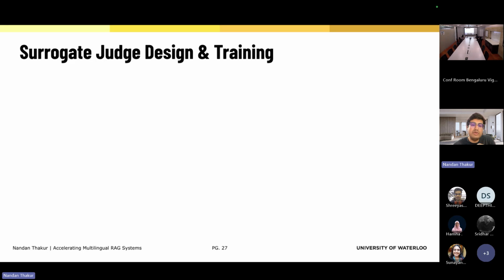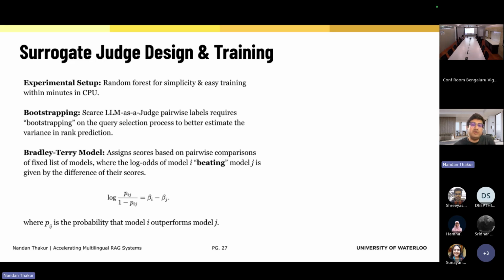For the surrogate judge, in the beginning we used a random forest for simplicity, and it can be easily trained within just minutes using a CPU. We also had to do bootstrapping, because we had only a small number of pairs which we were able to judge using LLM-as-a-judge: about 50 to 100 queries, which means almost 5,000 query-passage pairs, depending on the model pairwise combinations. We use bootstrapping to generate more training data and also to better estimate the variance when doing the rank prediction.